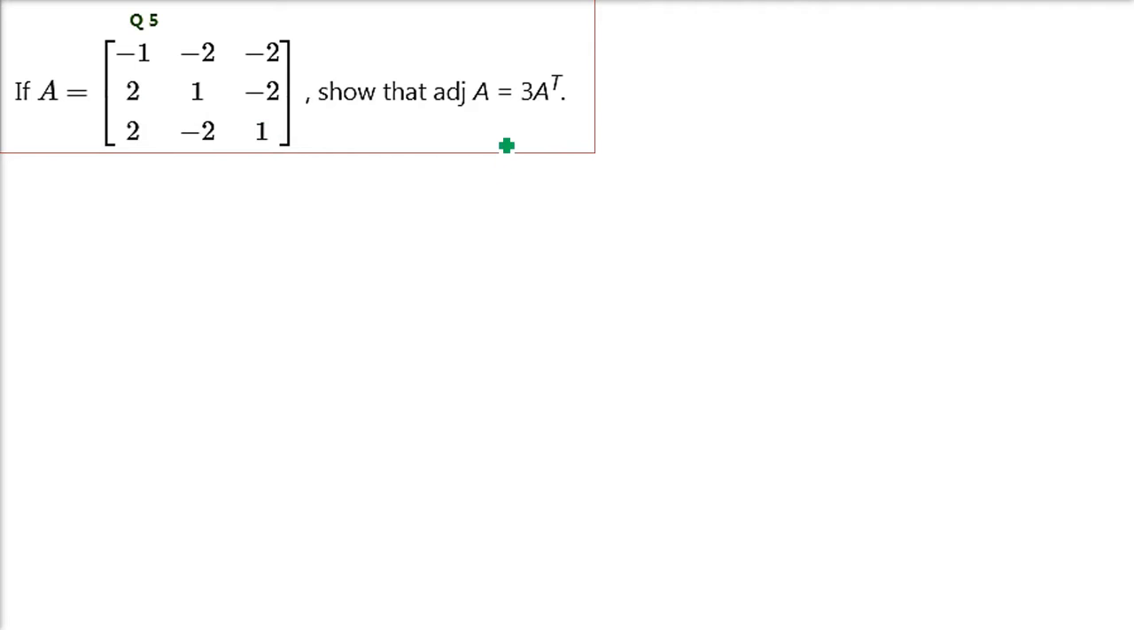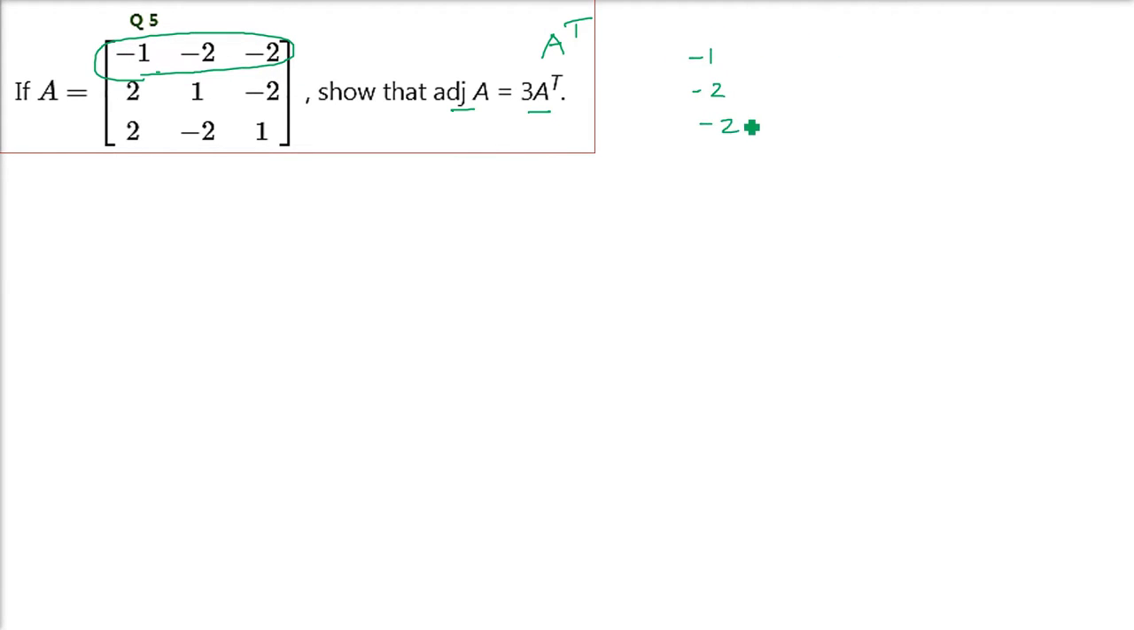Now for this matrix we have to show that adjoint of A is thrice that of A transpose. This A raised T is nothing but the transpose, row to column, column to row. So let me just do this thrice of A transpose so that you understand what we actually need to get when we find out the adjoint A.